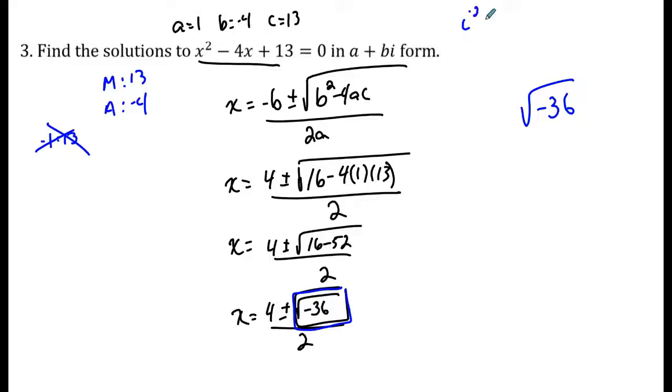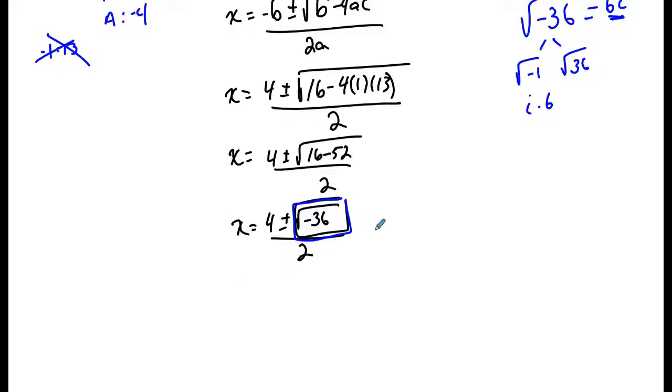Because i squared equals negative 1, i equals the square root of negative 1. So we can split this radical apart as negative 1 and 36. So I get i times 6. So the square root of negative 36 we write as the number now called 6i.